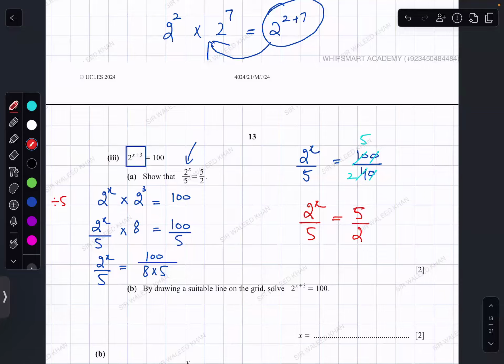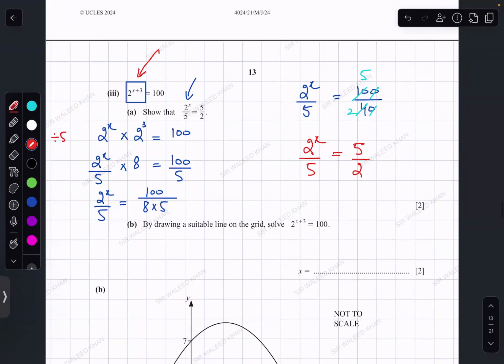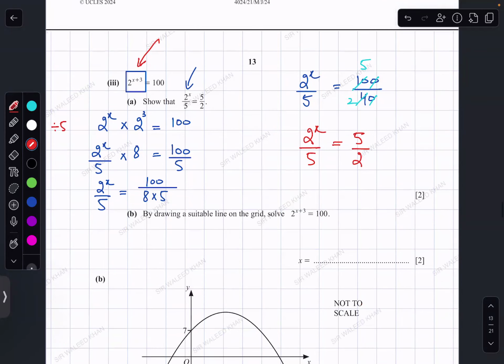Okay. So whenever information is given to you, and if you can expand, simplify, split, always do that. Over here, this is what we did. We split this power into 2 different parts, and we were able to figure out the solution. Now, by drawing the suitable line on the grid, solve this. Okay, you already have matched.